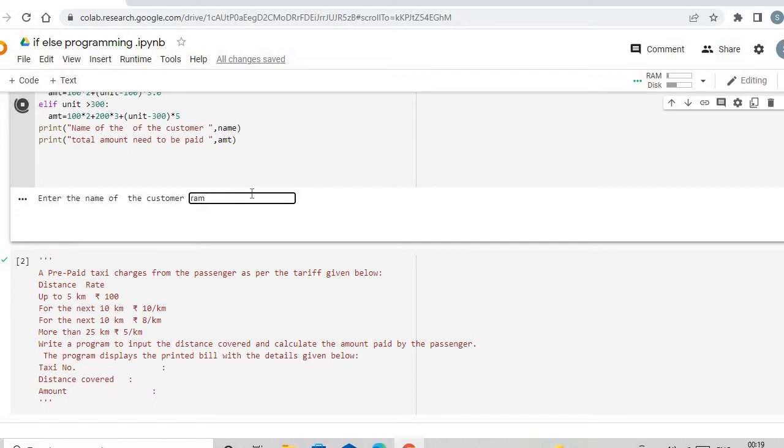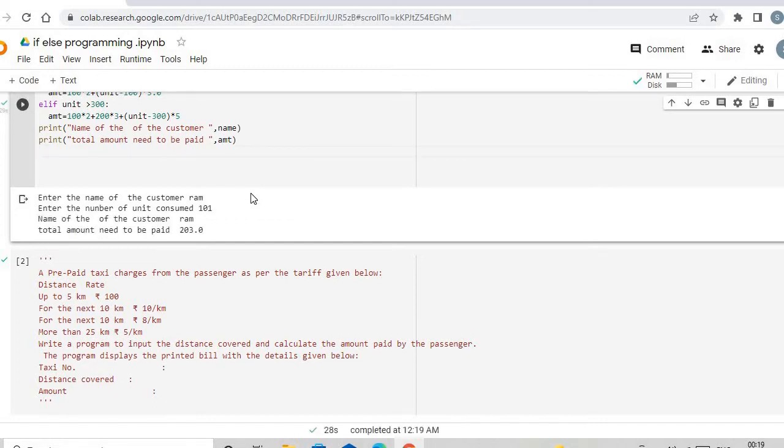Let's be slow. Enter the number of units. How many units have I consumed? Say for example, I have consumed 101 units. Okay, so it's 203. Why 203?